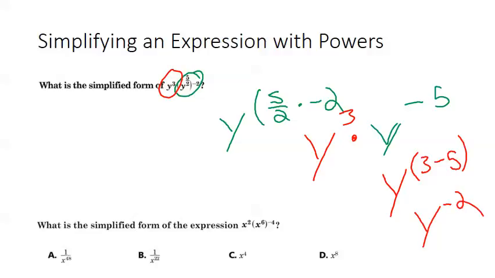Is this the right answer? No. Why is it not the right answer? Well, we never want to leave it with a negative exponent. So what's the negative rule? We're going to put that on the denominator. So our final answer is going to be 1, because if there's nothing on the top, it's going to be 1. 1 over y squared.